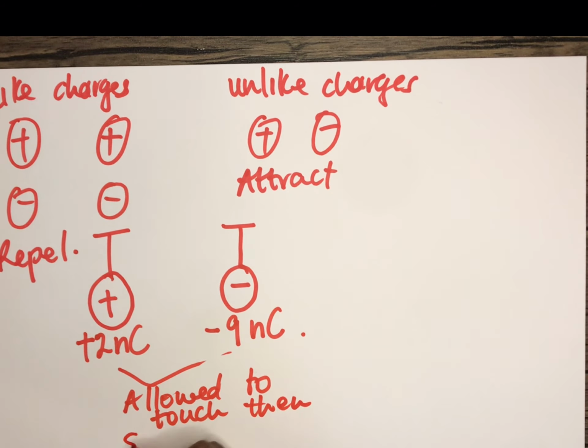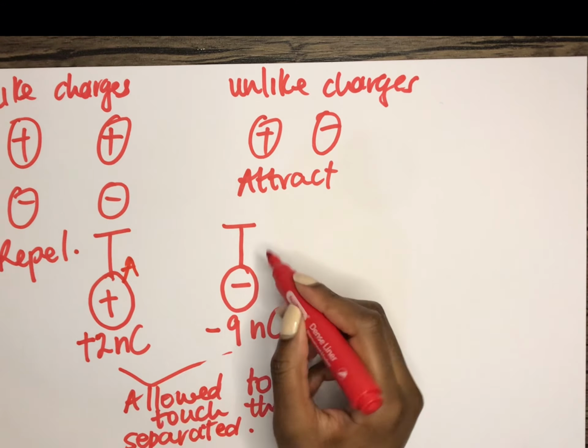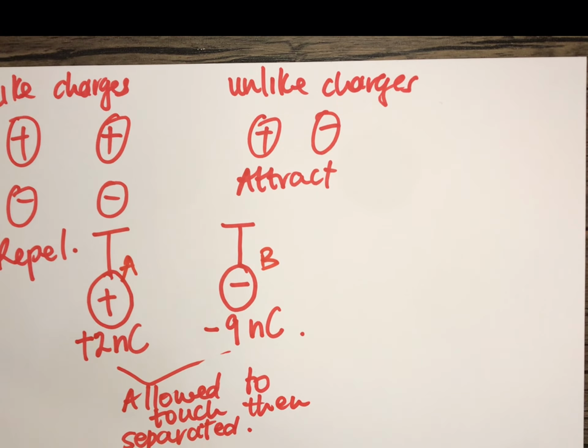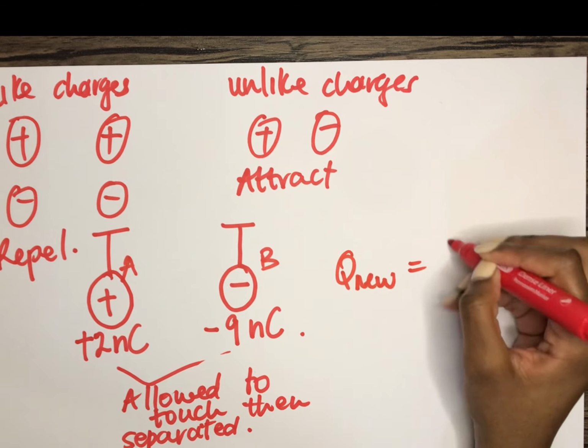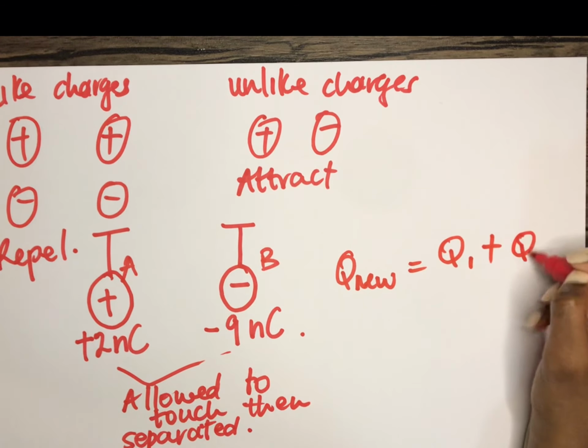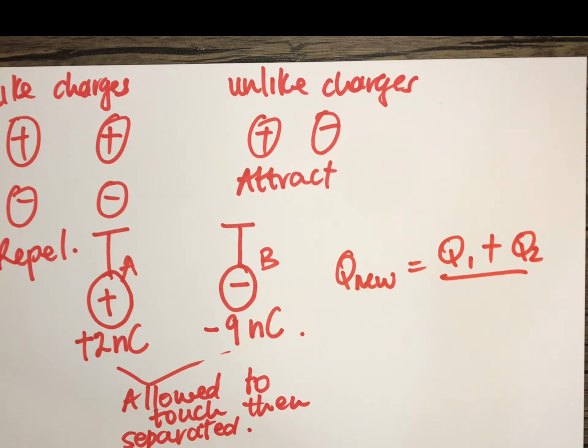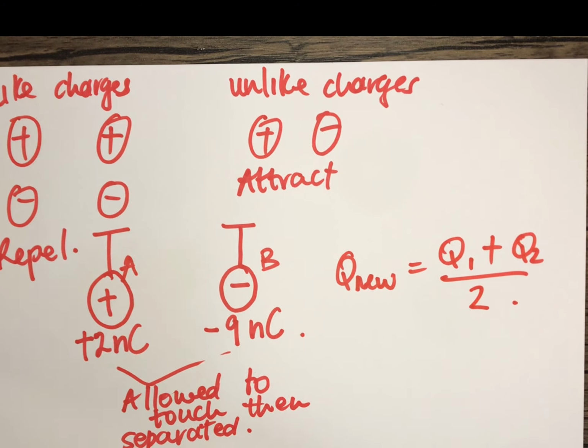And then they are separated. Now we know that in an isolated system, charge cannot be created or destroyed. So if this sphere, let's call it A, and B are allowed to touch, then the charge is going to be shared equally between the two, right? So you can calculate a new charge that they're both going to have after sharing the charge, which is going to be equal to the sum of the 2 charges divided by 2, right?